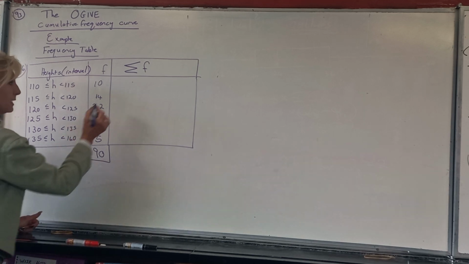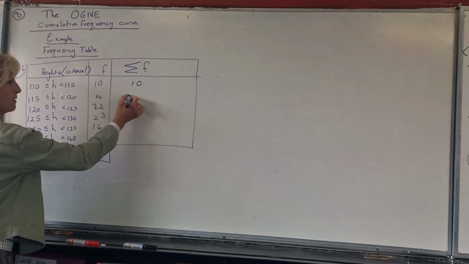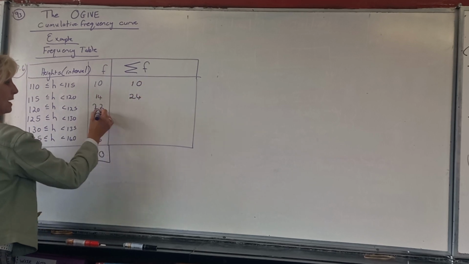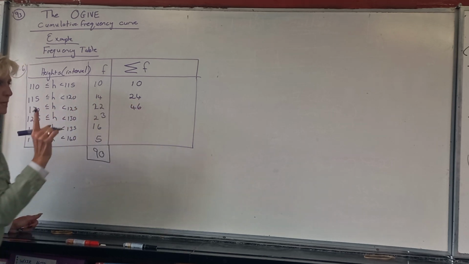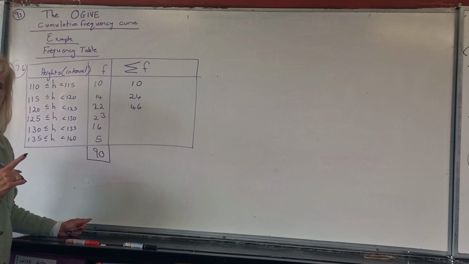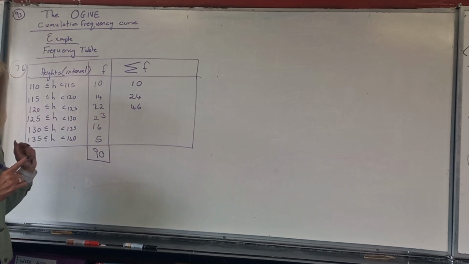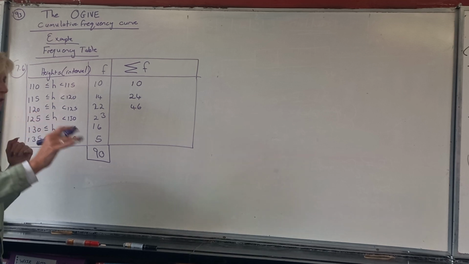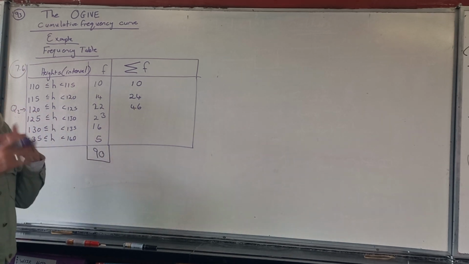So where would that be? We start counting. There's 10 people standing here so far. Another 14 gives me 24. Another 22 gives me 46. So where's the 45th and 46th one? That should be my median. For later on, let's just refer back to that. So Q2 should sit somewhere over there, is what I'm thinking.